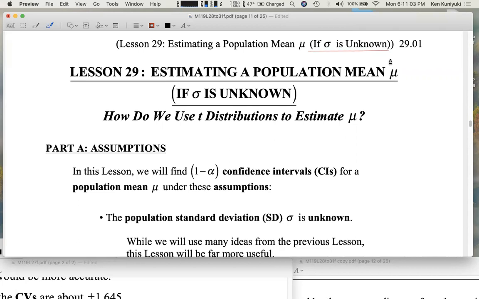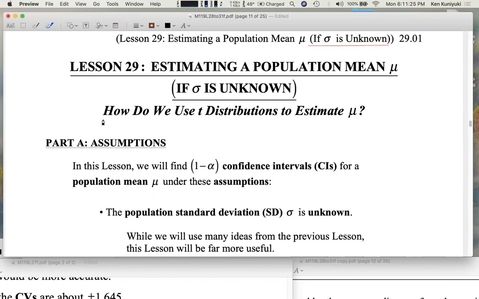Now you might be wondering, did I waste your time back in lesson 28 then, if that was the less practical case, where sigma was presumed known? Not at all. I never waste your time. Because if you understood lesson 28, and I hope you did, as best you could, then lesson 29 is fairly straightforward, except there are some differences.